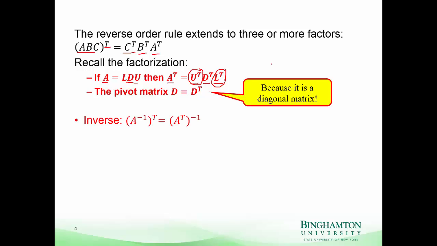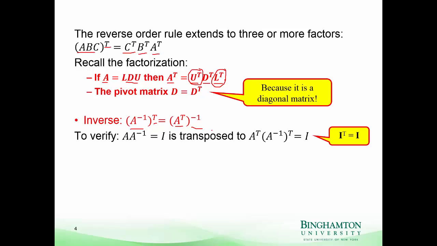So what about if we're doing inverses and transpose? Well, the rule is if we transpose an inverse, it's the same as doing the transpose first and then doing the inverse after that. And we can easily verify that. So we've got A times A inverse must give us the identity matrix. And so now if we apply a transpose to both sides of this, well, I transposed is just I. That's pretty easy to see. And if we apply our rule here, we'll need to apply.